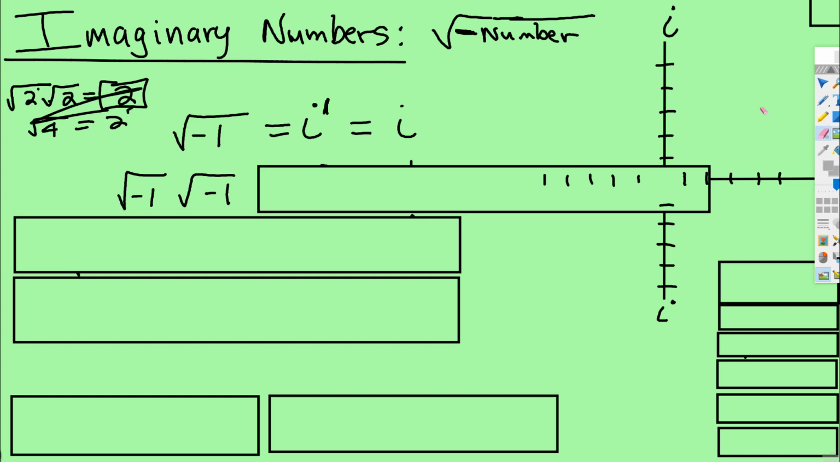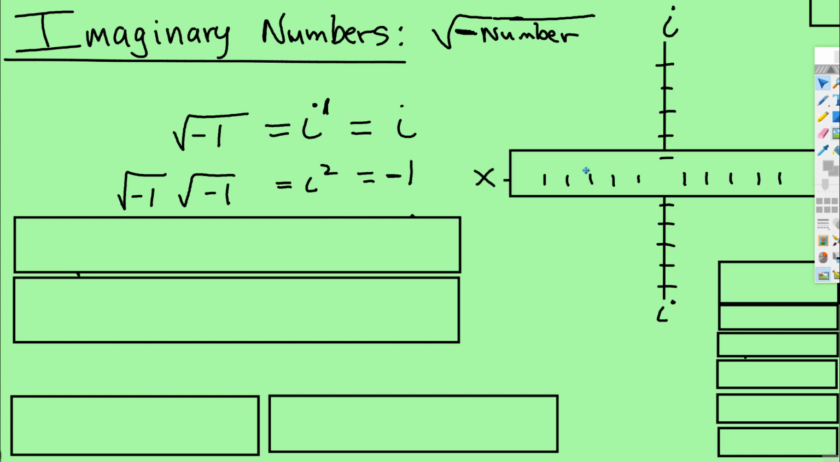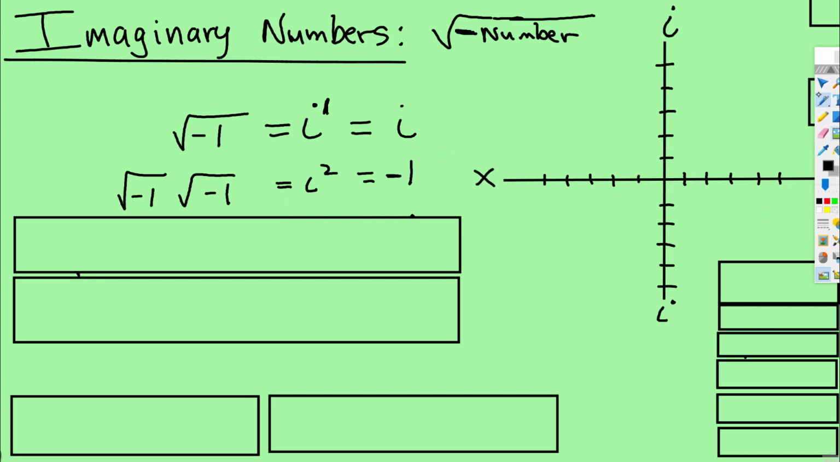So the square root of -1 times the square root of -1 is the same as i squared, and that equals -1. So the square root of -1 times the square root of -1 is -1, but this is i, and this is i, so i times i is i squared. So i squared is -1.